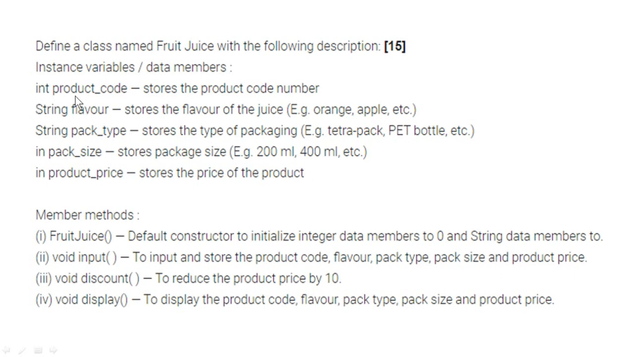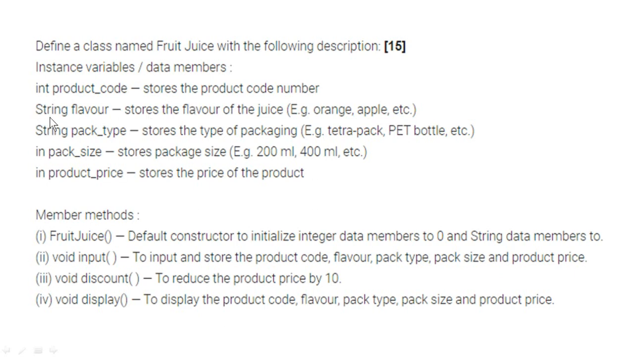You have some instance variables, or you can call them data members. First one is int product_code. Since it is two words, you can see an underscore there, so use it as it is. It stores the product code number. Normally if you go to any fruit juice shop, you will have a menu card with some numbers, so you can just specify the number. Automatically the person who is taking the order will know what type of menu you want to order, right? So that product code will be there. You have to enter the product code.